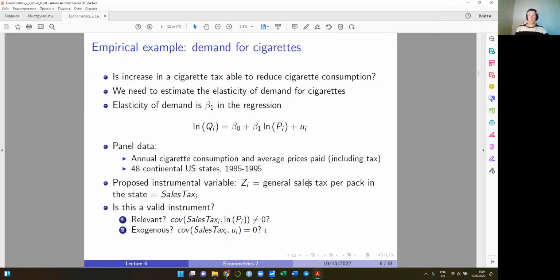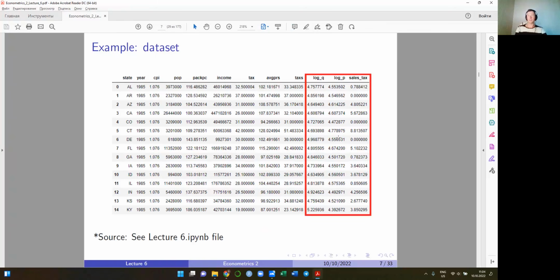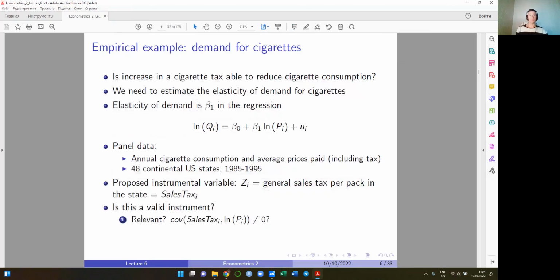Okay, so now we have collected this data. There is a picture of the data frame. We have log quantity, we have log price, and we have the sales tax. In every state, we have a different size of the tax. Somewhere it's zero. So basically, we have panel data. It's a balanced panel. And this is another issue. Instrumental variables can be applied to panel data. I'm not going to discuss the technicalities of this application, but the idea is very similar.